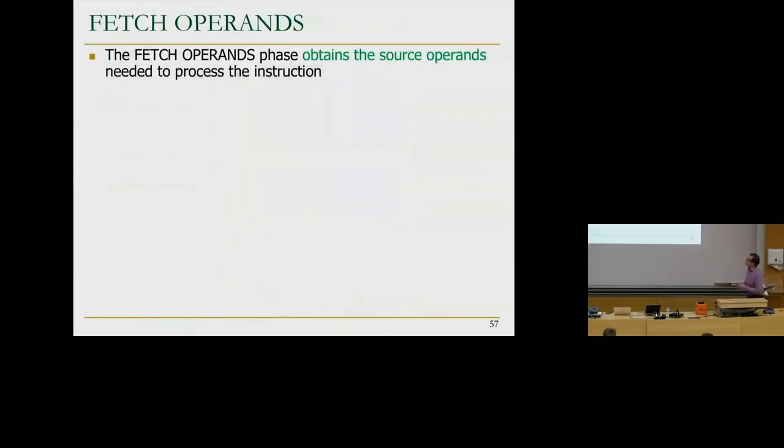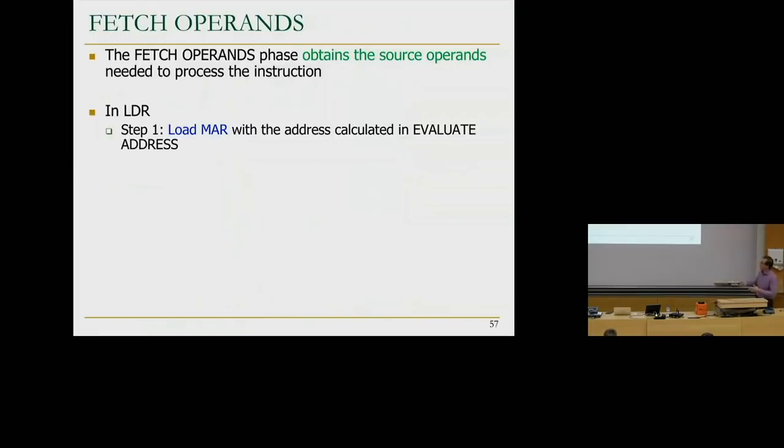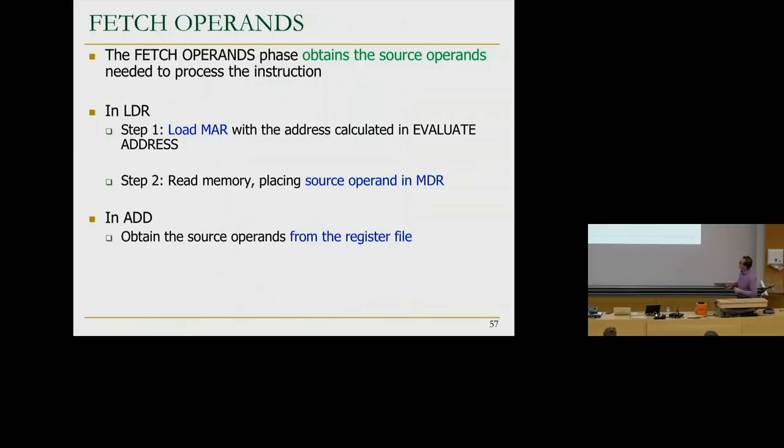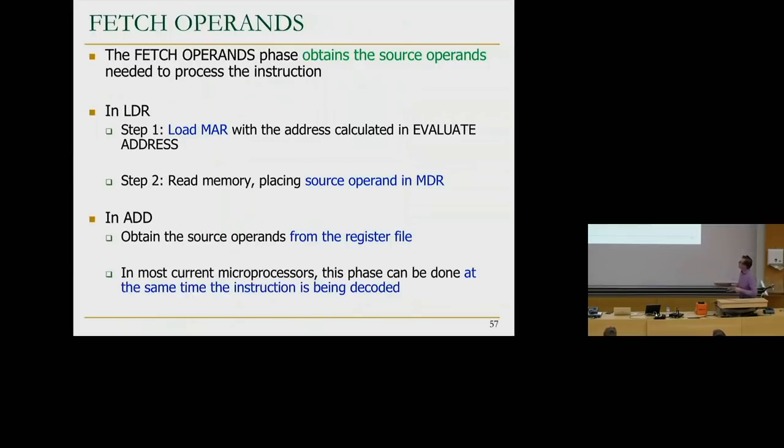So the next step is fetch operands. Basically, it obtains the source operands needed to process the instruction. In LDR, this is very similar to accessing memory. We already accessed memory in the fetch stage, but we used the program counter as the address. Now we're going to use the address that's calculated in the evaluate address stage and load it into the MAR. Then we read the memory, which places the source operand into the MDR. And in ADD, you obtain the source operands from the register file. In most microprocessors, this phase can be done at the same time the instruction is being decoded, but you can ignore that for now.